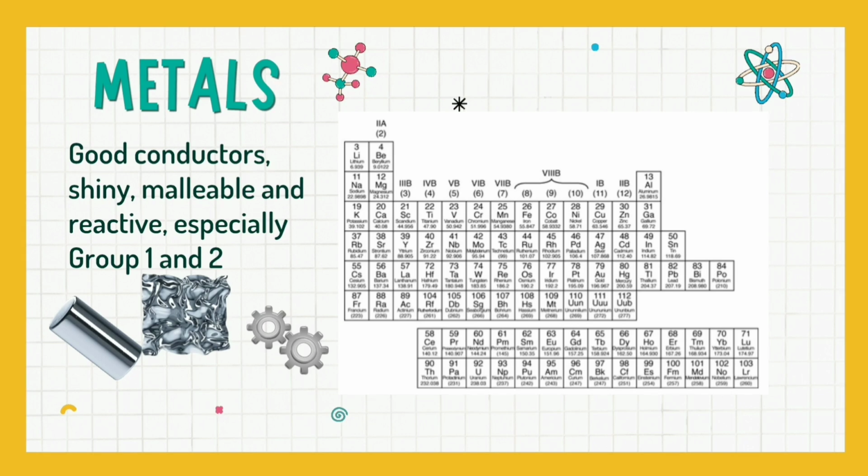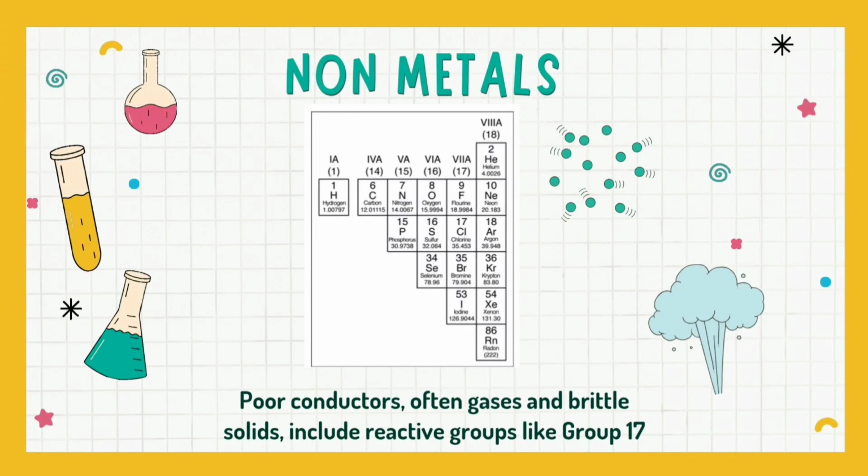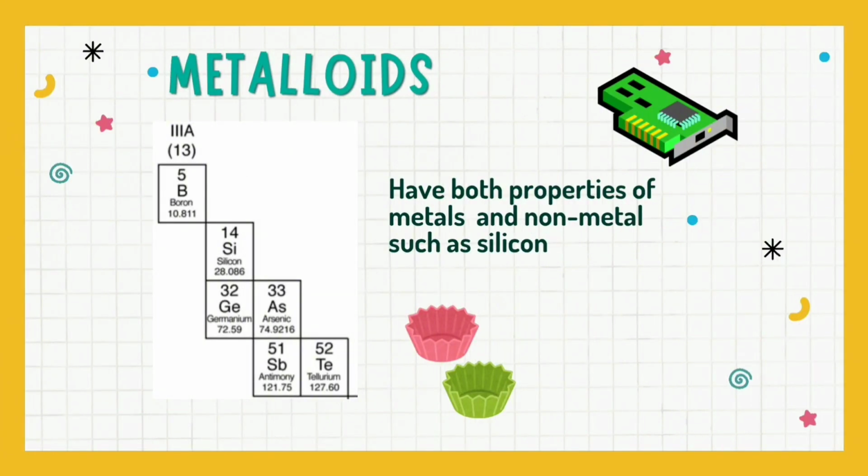Metals are good conductors, shiny, malleable, and reactive. Non-metals consist of elements that are poor conductors, often gases and brittle solids, such as halogens. Metalloids have properties of both metals and non-metals.